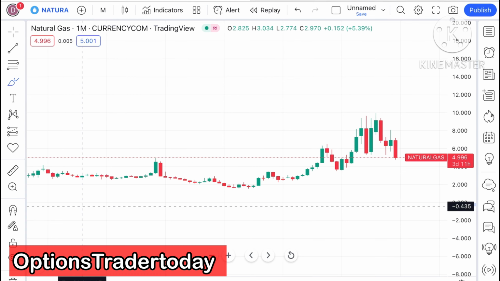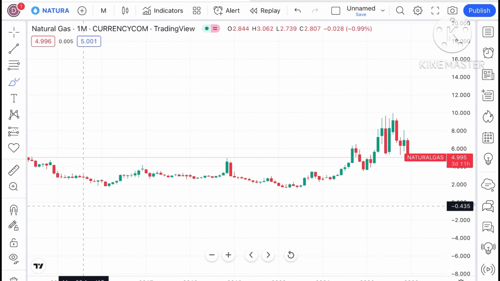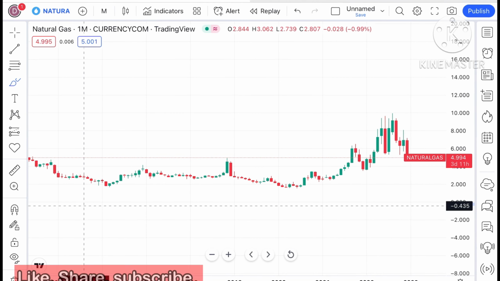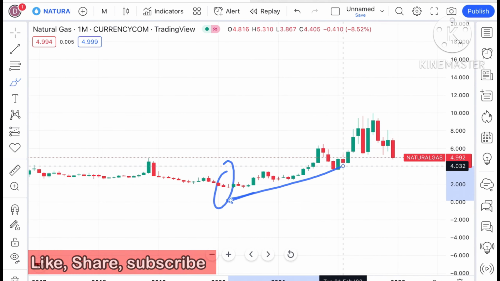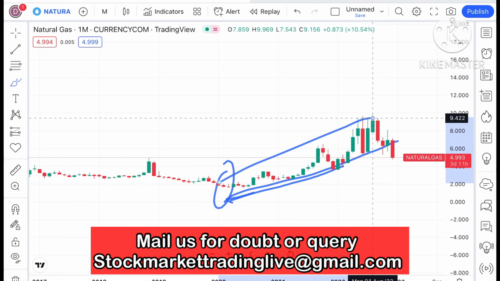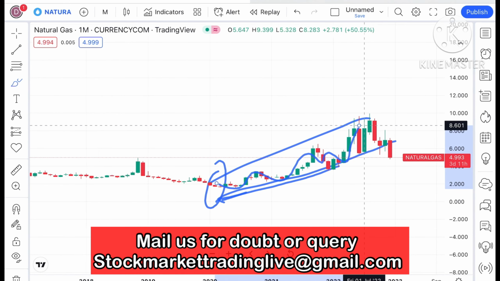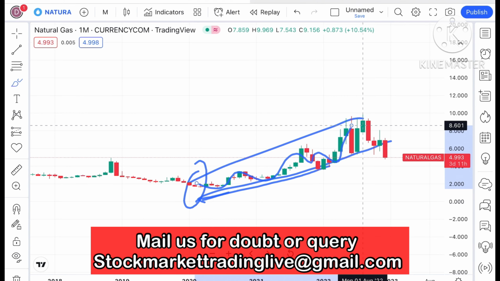So today in this video I will explain how the price of natural gas has moved in 2022 and how the price of natural gas can move in 2023. If you look at the chart of natural gas after 2020, there is a continuous upside, and this upside was sharp. There is a pattern forming that I'll tell you in a minute.